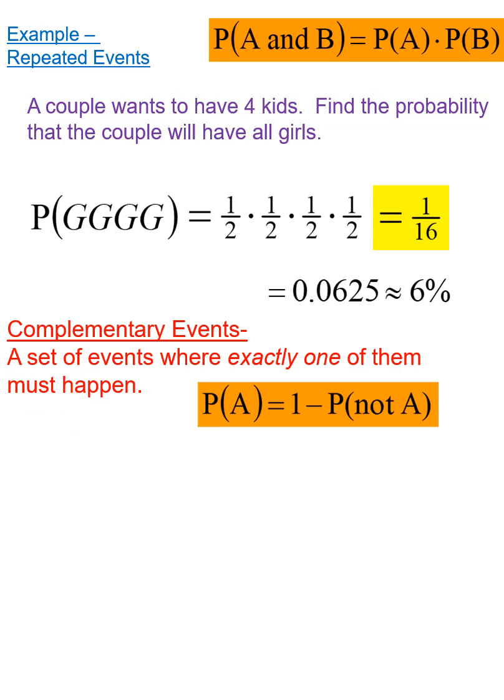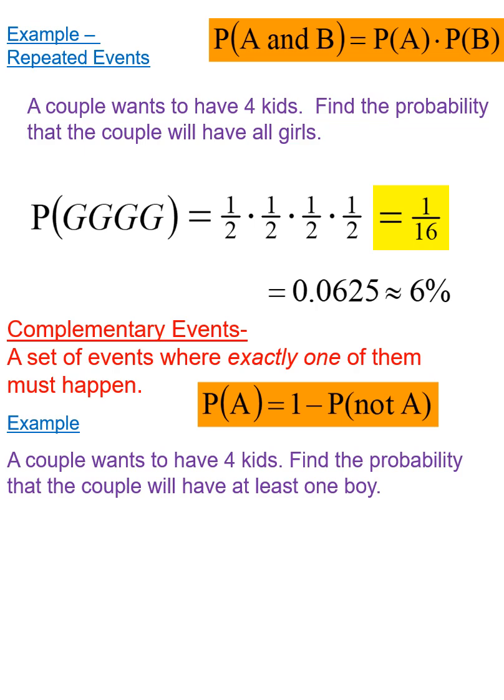To look further into complementary events, let's examine the same couple with 4 kids, but ask a different question this time. This time we'll ask, what's the probability that the couple will have at least one boy? Now notice at least one boy doesn't specify if it's 1 or 2 or 3 or even all boys in the family.